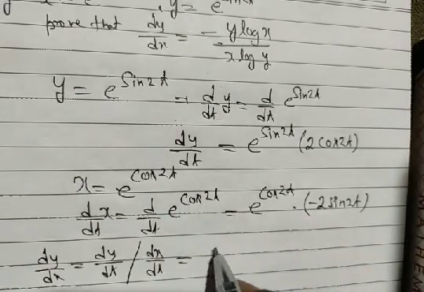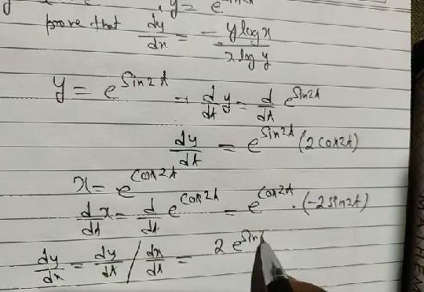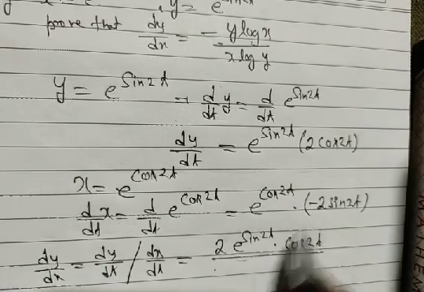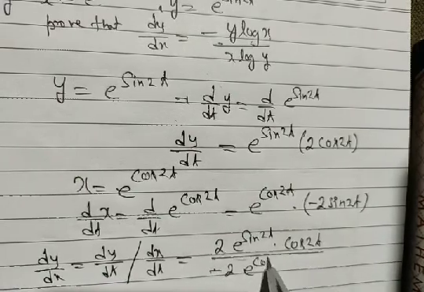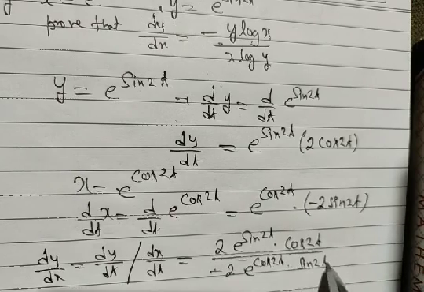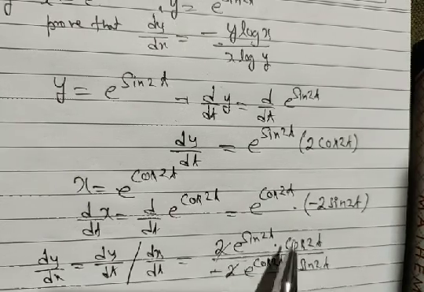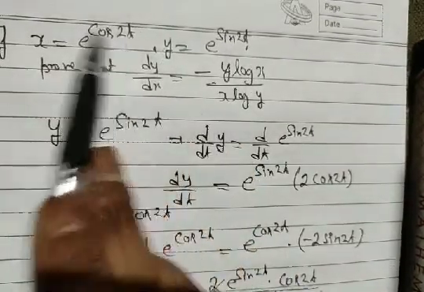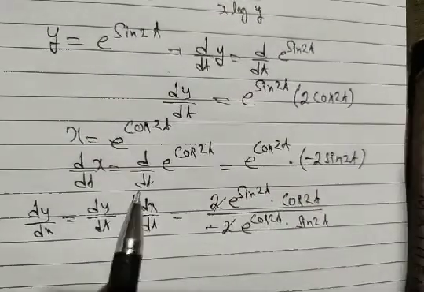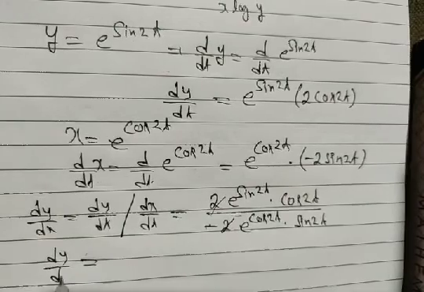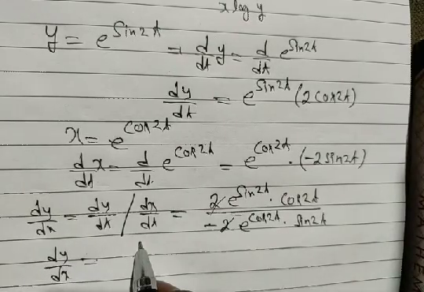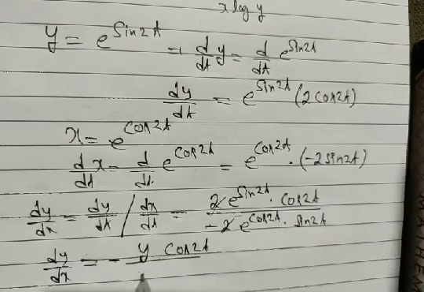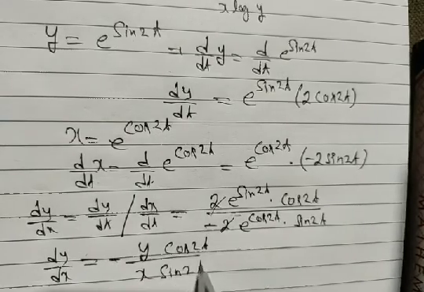What is our dy/dt? It's 2 e to power sin 2t into cos 2t, and dx/dt is minus 2 e to power cos 2t into sin 2t. The 2 and 2 cancel out. Now our e to power sin 2t is equal to y, and e to power cos 2t is equal to x. Then our dy/dx is equal to y cos 2t upon x sin 2t.